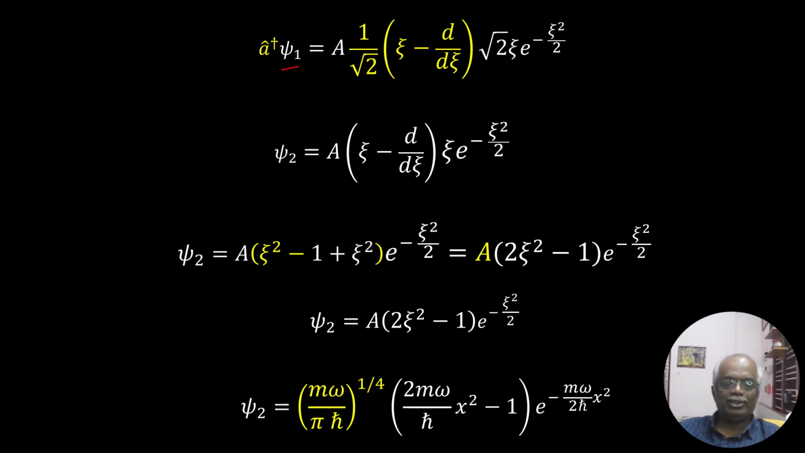That is, psi 1 is equal to a multiplied by square root of 2 z e power minus z squared over 2. Just now we have seen this. Let a dagger act on psi 1. The a dagger I have shown here is using yellow color font. Now here you can see square root 2 will get cancelled with the square root 2. So if a dagger acts on psi 1, it will become psi 2, which is equal to a multiplied by z minus d over dz.